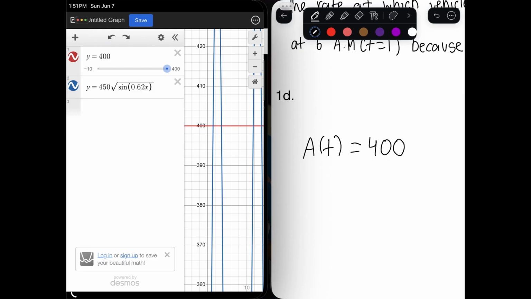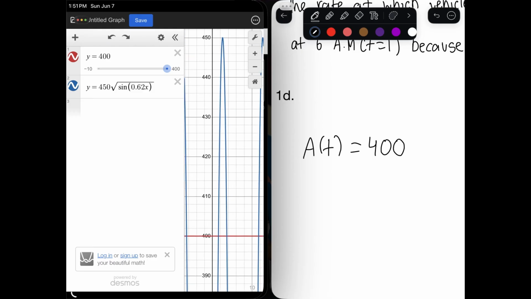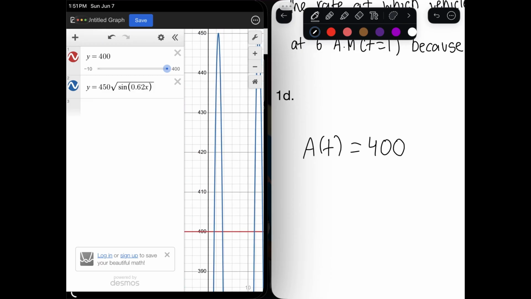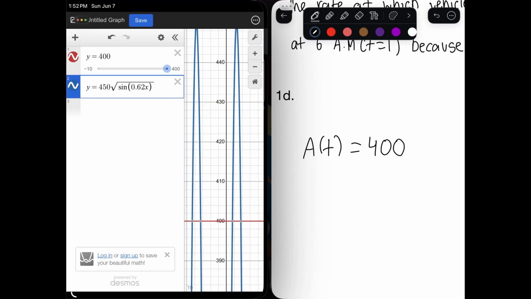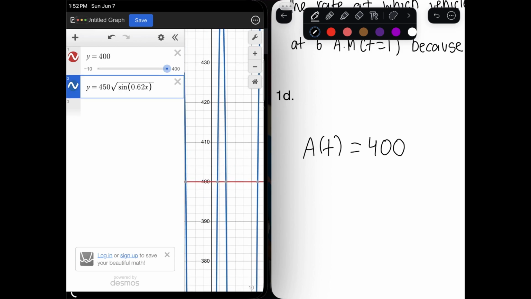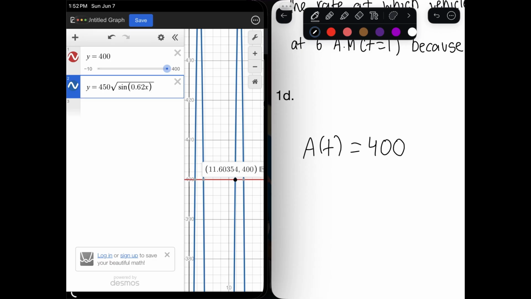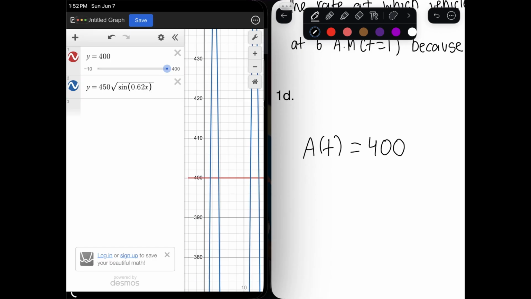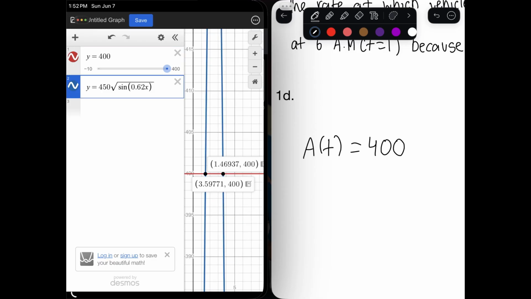So here's my graphs. I said to look at when they intersect from t equals 0 to t equals 4, because the time obviously can't be negative, so you would ignore everything on the left part of the y-axis. And this intersection point is greater than 4, which is also out of our interval, so it can't be that either. So it has to be these two. The first time the line begins to form would be at 1.46937, because that's when it first hits 400.